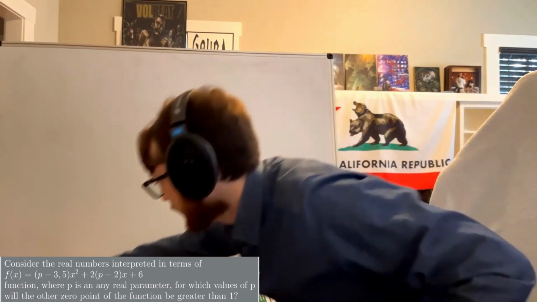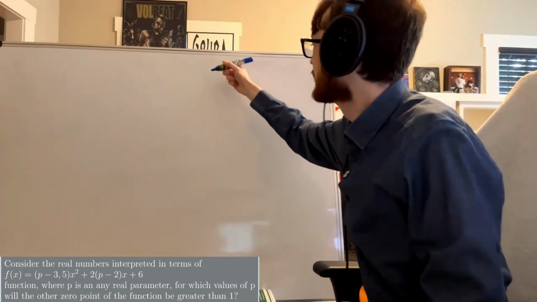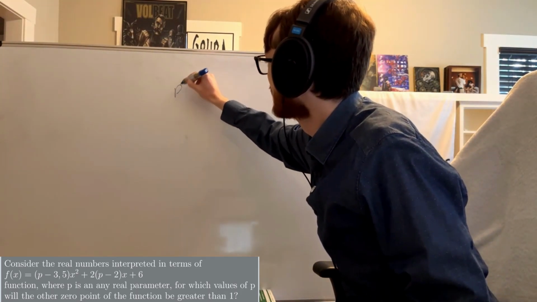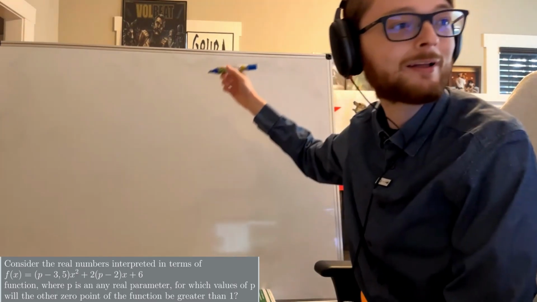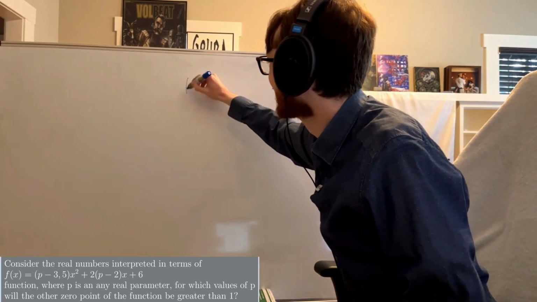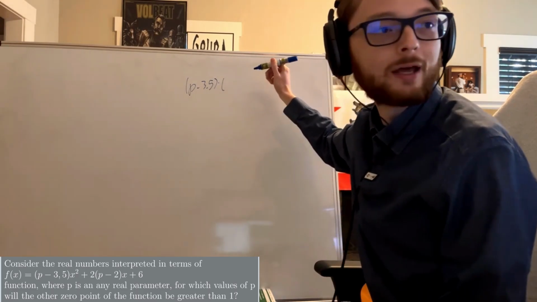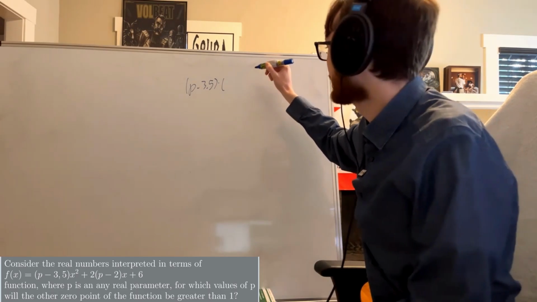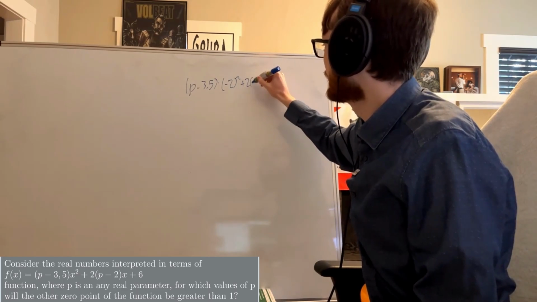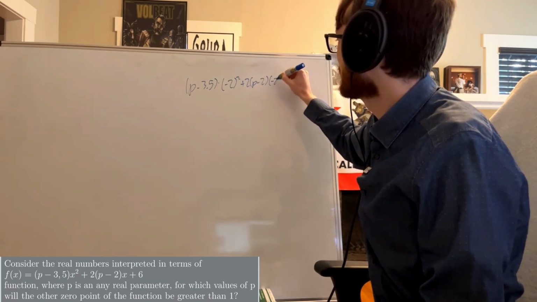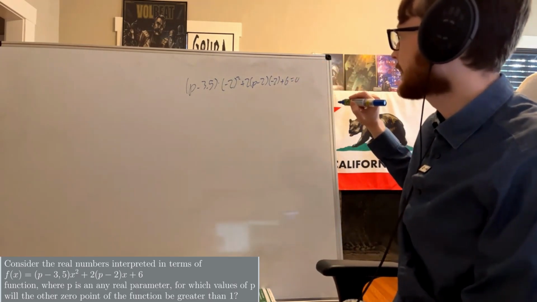I don't think I've used the blue yet. Let's see how well the blue shows up. So p, well, the first thing I wrote is already wrong? p minus 3.5, and I'm just gonna go straight to plugging in x. Minus 2 for x squared plus 2p minus 2 times minus 2 plus 6 equals 0. And hopefully we get a value for p out of this.